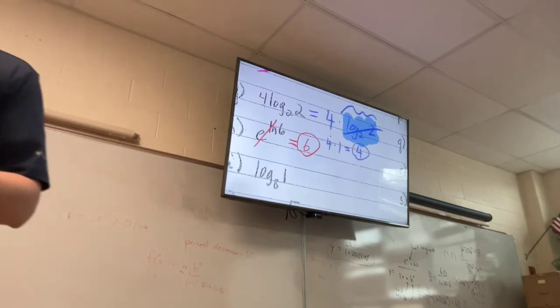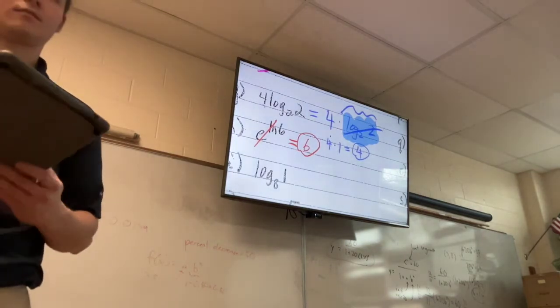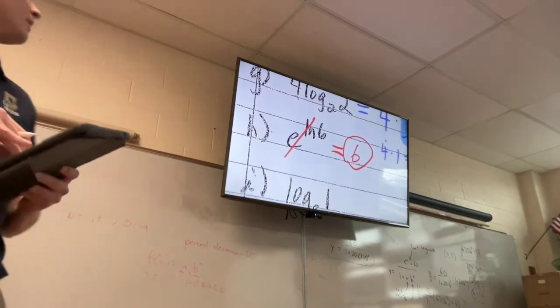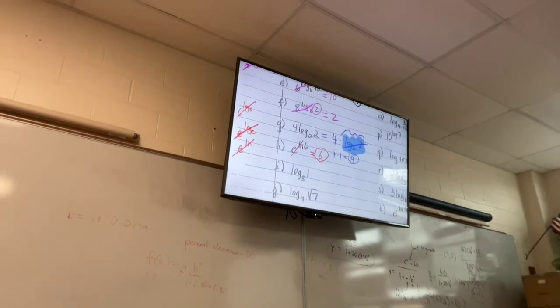So if it's ever e to the ln of a number, it always cancels? Yeah. And you're just left with the number that was inside the logarithm.